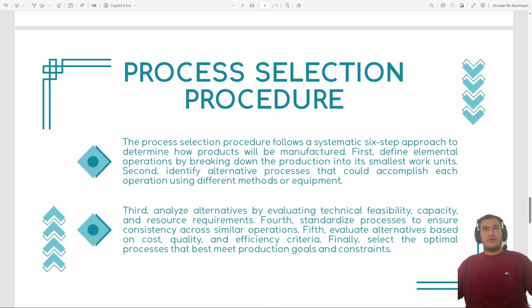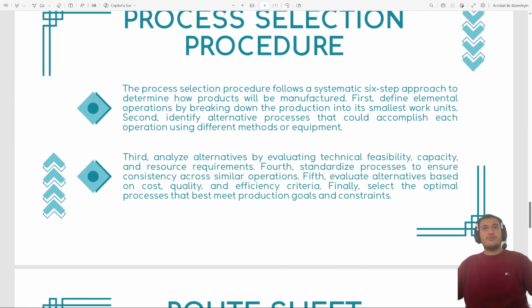Now we are going to talk about process selection and route sheet documentation. This is the last part of this video. Process selection procedure. Once the product structure is clear, we perform process selection using a systematic six-step approach. These six steps are: first, we define element operations by breaking the production down into the smallest possible work units.